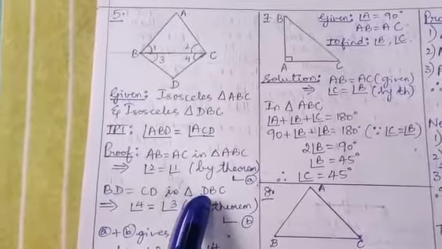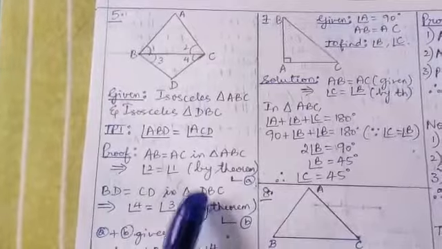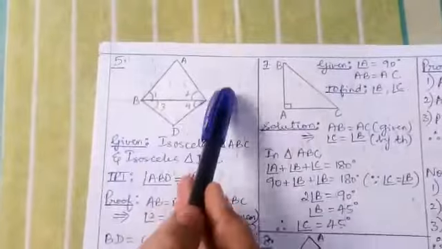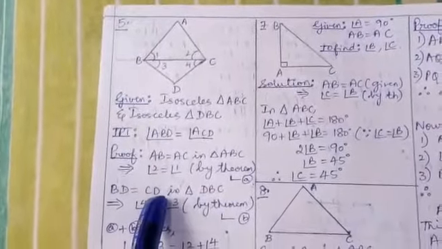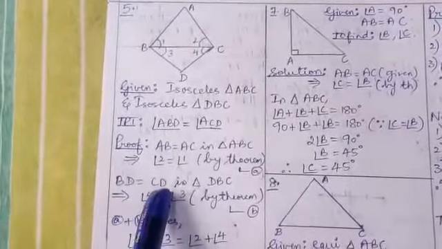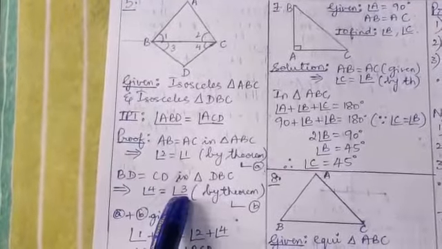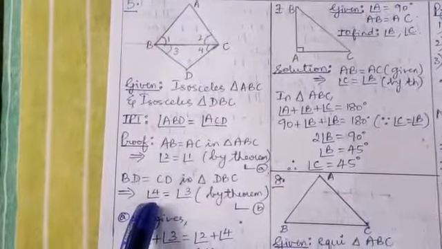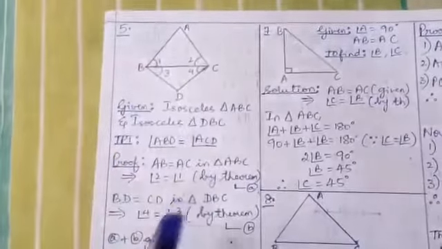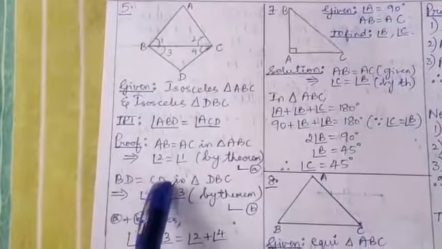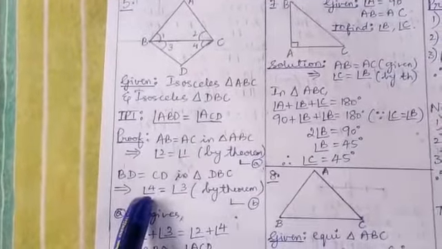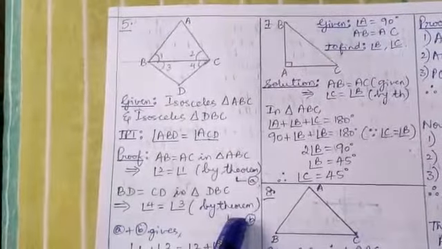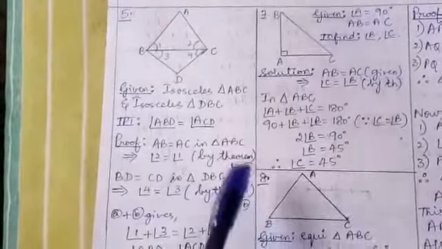Now take up the other triangle DBC, in which since DBC is also an isosceles triangle, we know that BD equals CD. Again use the property. When these two sides are equal, the angles opposite to them are also equal. The angle opposite to BD is angle 4 and the angle opposite to CD is angle 3. So since BD equals CD, the angle opposite to BD is equal to the angle opposite to CD by the same theorem. Call this result B. Now add results A and B.